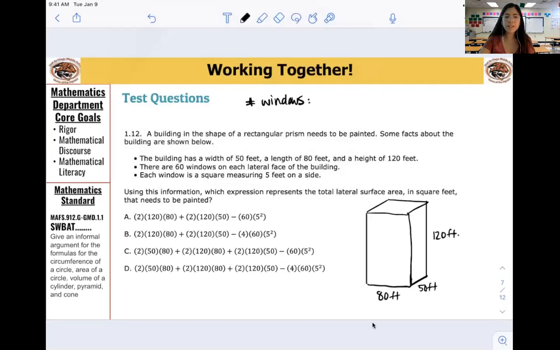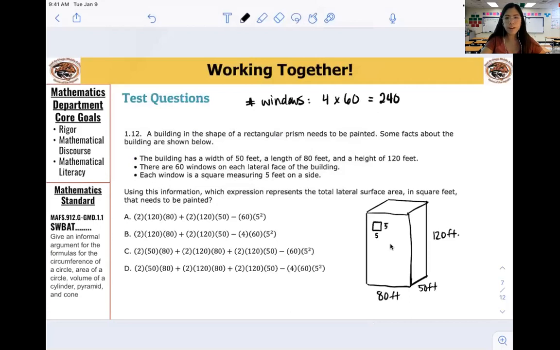Read it again. It says 60 on each side. How many sides? 4 sides, 60 windows on each side. That's going to be 4 times 60, which, like Janelle said, is 240. That's the number of windows. Then it tells us that each window is a square that measures 5 feet on a side. Well, if it's a square and it's 5 feet on one side, how many feet is it on the other sides? Also 5, it's a square.